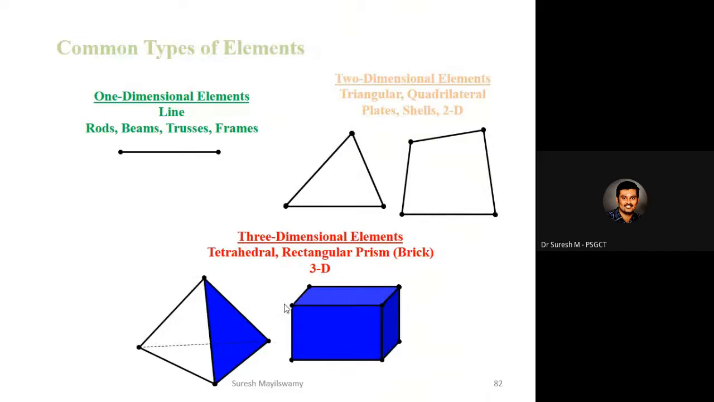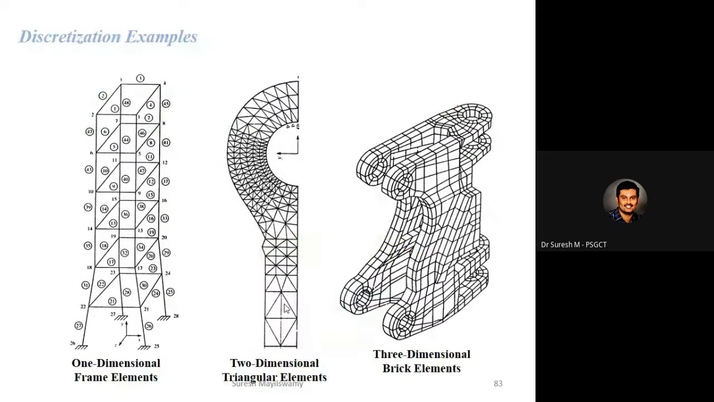So these are the common types of elements used. One-dimensional elements are called rods, beams, trusses, and frames. Two-dimensional elements mean triangular and quadrilateral plates, which are considered two-dimensional elements. Three-dimensional elements are called tetrahedral, and rectangular prisms or brick elements are considered 3D elements. So based on the part geometry, we can discretize the total elements.